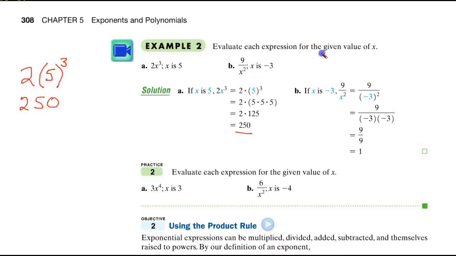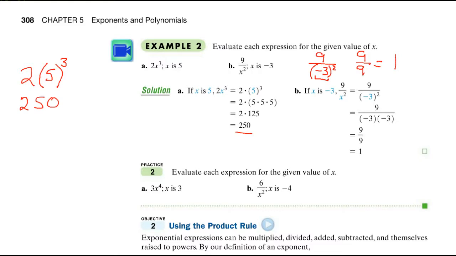Now here it's 9 over a -3 squared. Since x is a -3, I put it in the parentheses because that's your base now. When you square a -3, you get a +9, and that equals 1.